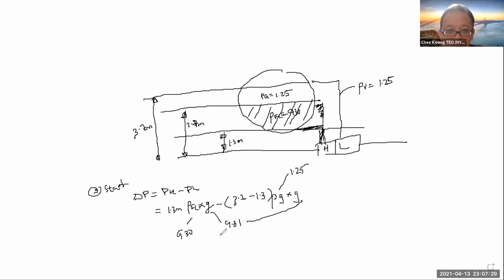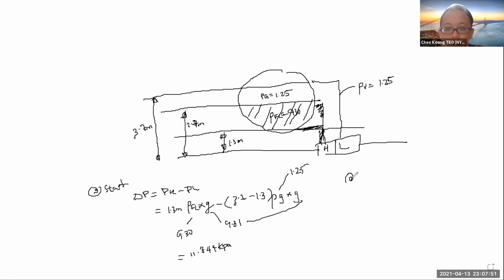So you plug in, and you would find that the delta P will be about 11.844 kPa.